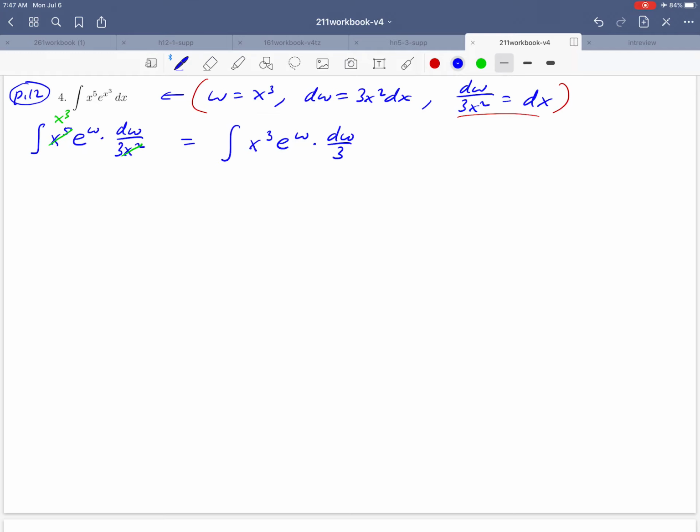But there's still some x's left. We've still got an x cubed in the problem, and to complete this substitution, we need to get rid of that x cubed. So here's the going fishing part. Can we go fishing for an x cubed? Well, notice we don't have to fish too far. w is equal to x cubed, so we can replace that x cubed with w.